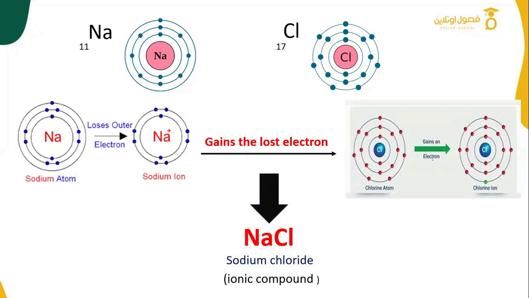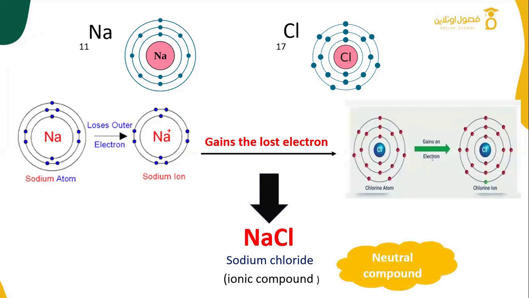Why is sodium chloride compound an ionic compound? Because it is formed from two different ions, positive sodium ion and negative chloride ion. And also it is formed by ionic bond between them. So we can call it an ionic compound, okay?